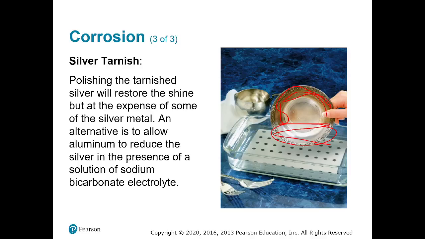And so an alternative is to allow aluminum to reduce the silver in the presence of a solution of sodium bicarbonate electrolyte. This will replate the silver out, though to be fair, if you replate the silver out, it does not always plate exactly where you would want it to. So you may still lose some definition. You at least won't lose the silver, I guess. You can recast the silver into something else someday when you've completely lost everything that's meaningful about it. But on the positive side, you got your silver.